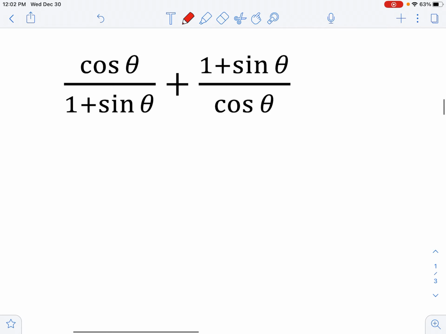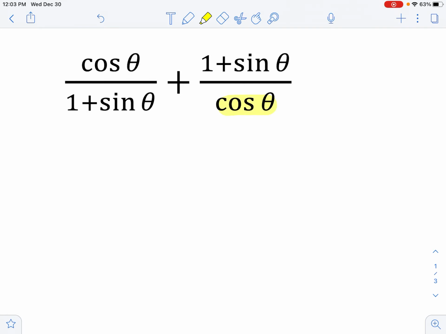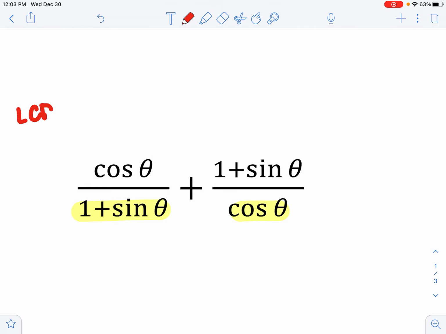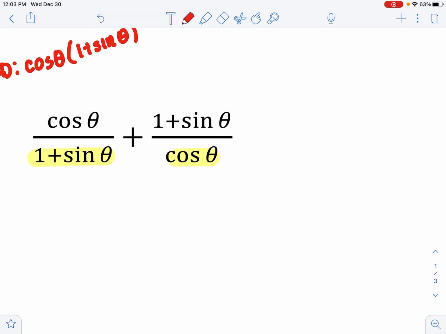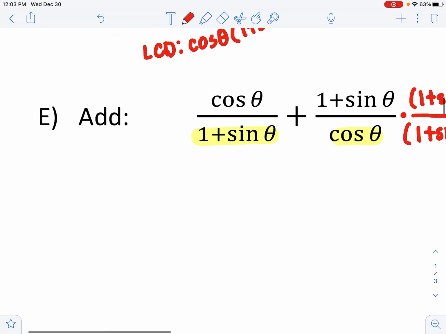So in order to add two fractions, what do I need? I need a common denominator. What's my common denominator? It is cosine times 1 plus sine. So if you want to write that right above it, you can, just to make notes here. It's going to be cosine of theta times 1 plus sine of theta. Don't forget your thetas. It's the most common thing people do, but it doesn't make any sense if you lose them. Okay, so I'm going to multiply this fraction by 1 plus sine of theta over 1 plus sine of theta. And I multiply this fraction by cosine of theta over cosine of theta.